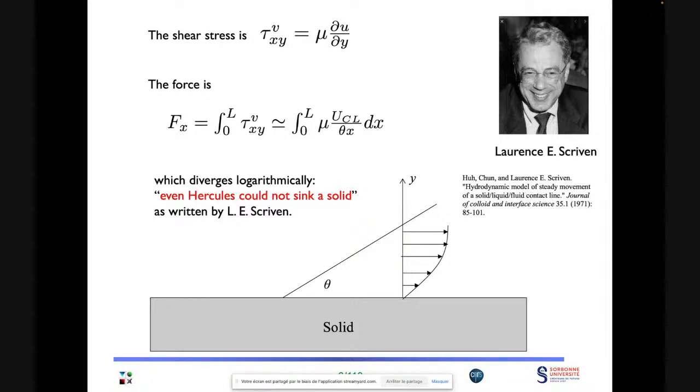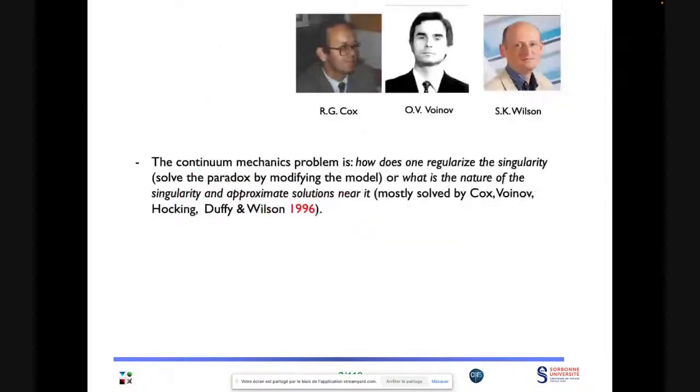And so what should we do? Well, we should find a way to regularize the singularity. That's the only mathematical possibility. We have to modify the model of fluid mechanics, or in other words, what we can do is find the nature of the singularity and find an approximate solution near the singularity. And this second problem was solved by Cox, Voinov, Hocking, and Duffy and Wilson.